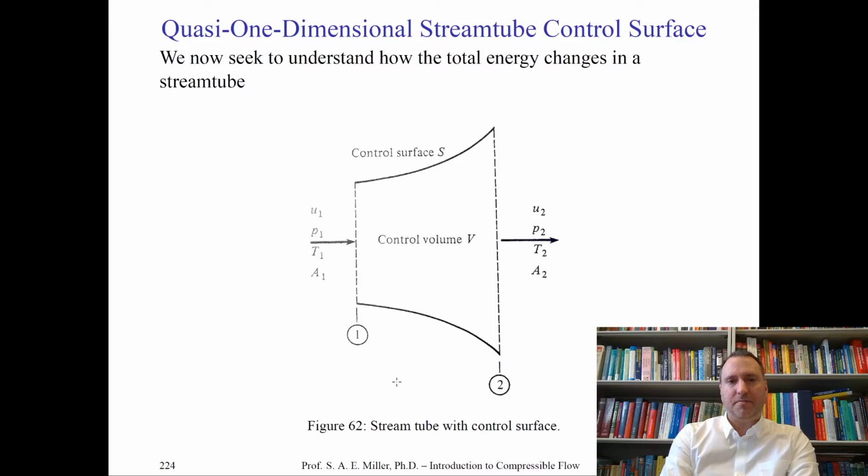At the inlet of this particular control volume, which is drawn over a stream tube with particular cross-sectional area A, we might go from velocity U1, pressure P1, temperature T1, area A1, to velocity U2, pressure P2, temperature T2, and finally area A2. So we're letting all these thermodynamic variables change as the flow progresses. And of course, our stream tube areas are drawn along the streamlines around the stream tube, like I showed in the simple wind turbine analogy.